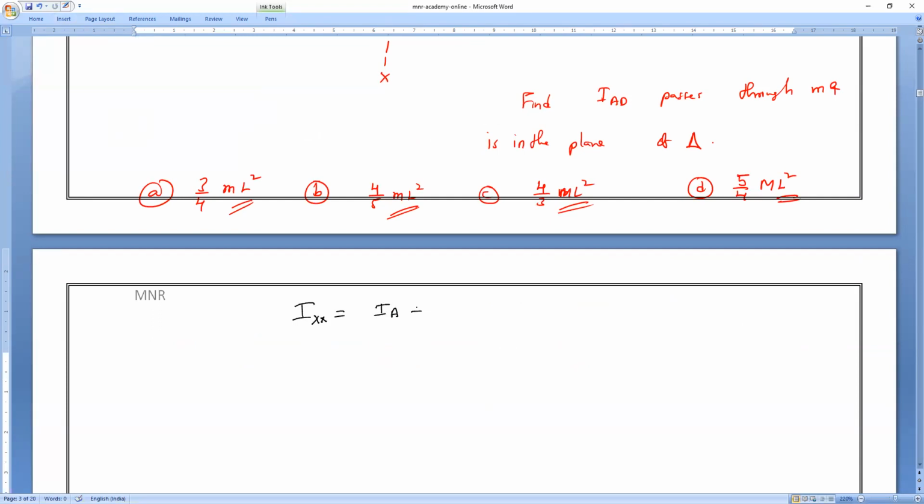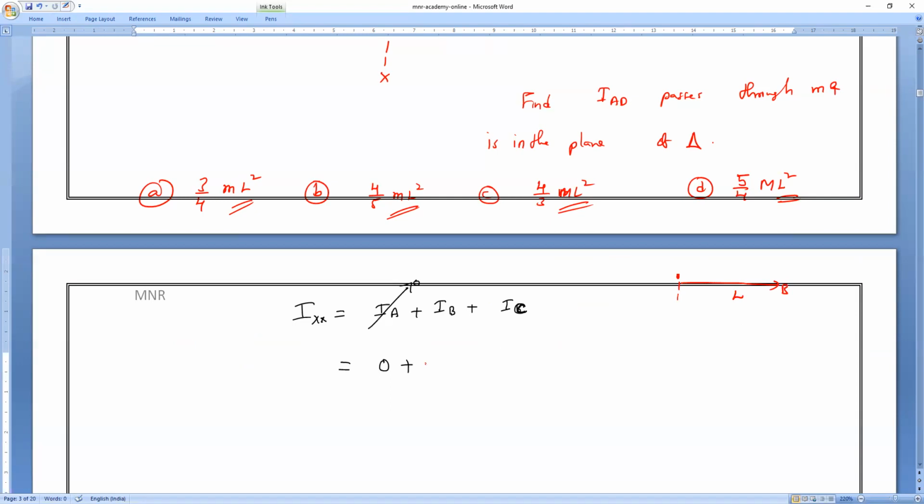Moment of inertia of A point plus moment of inertia of B point plus moment of inertia of C point. Am I right or wrong? Everybody speak loudly. As R is equal to zero, what is the moment of inertia at A point? Zero. And what is the moment of inertia at B point? It is at L distance, so the axis of rotation to B point is at L distance.